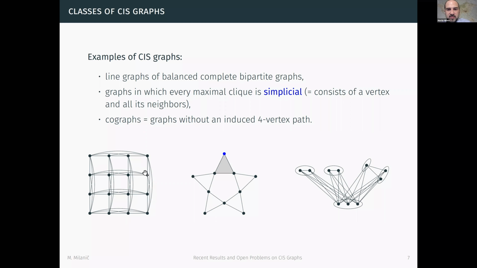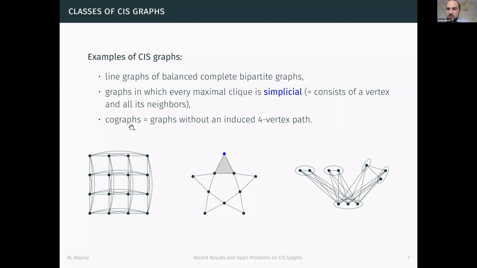These graphs are CIS. The second family of CIS graphs is given by graphs in which every maximal clique is simplicial, meaning that it consists of a vertex and all its neighbors. This is the case, for example, for the graph depicted here in the middle. It has 5 maximal cliques, these triangles, and each of them consists of a vertex and all its neighbors. And it's an easy exercise to verify that every such simplicial clique is in fact strong. It intersects all maximal stable sets.